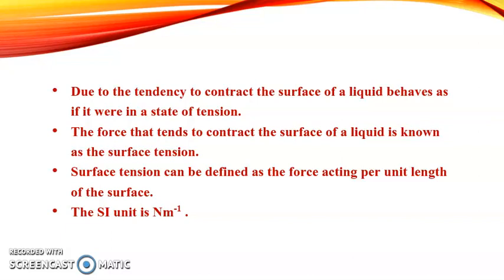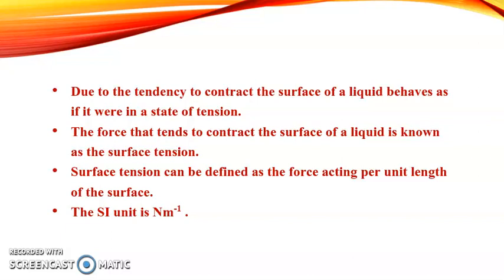Surface tension can be defined as the force acting per unit length of the surface. The definition of surface tension is the force acting per unit length of the surface. In SI units, the unit of force is Newton, so the unit is Newton per meter, or Newton meter inverse. So this is surface tension.